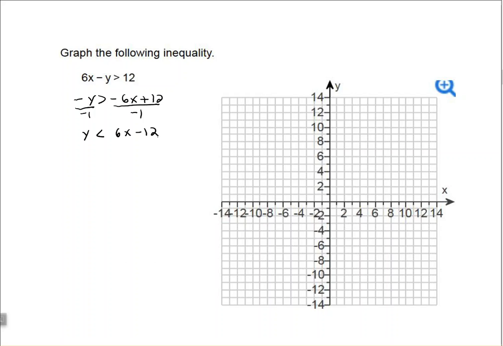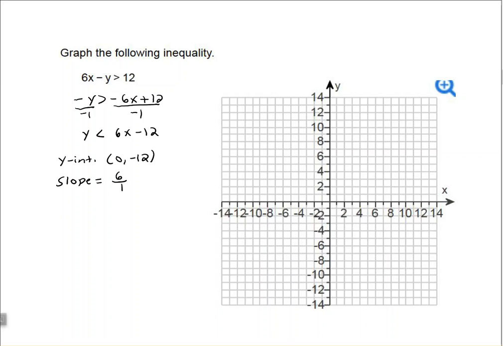So we have y is less than 6x minus 12. So that tells me when I shade, I will be shading underneath the line. But first of all, let's find some points. So I'm going to use my slope and my y-intercept. So my y-intercept is -12 or the point 0, -12. And my slope for graphing purposes is the number being multiplied by x, or 6 over 1.